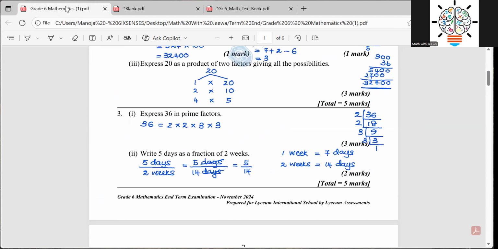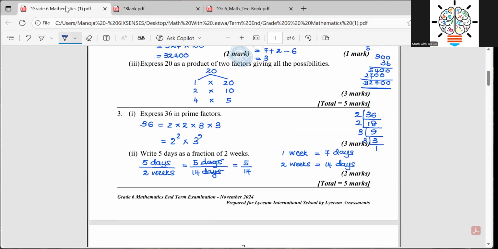Express 36 in prime factors like this. Here I would like to add one more thing. If needed, you can write 2 to the power of 2 and 3 to the power of 2. Right?